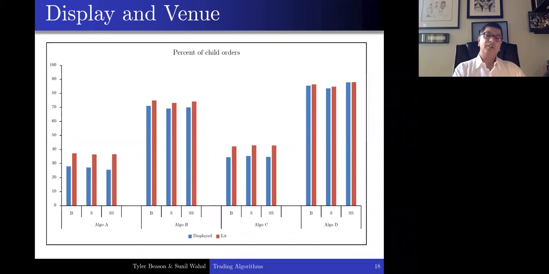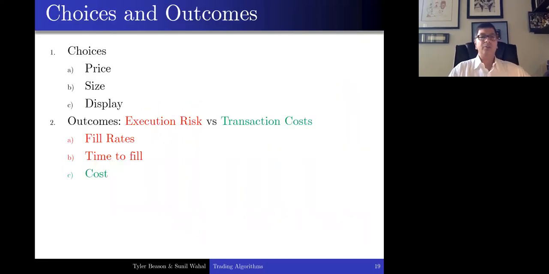And what you'll notice again is that the use of display or lit venues vary significantly across algos. It's very similar across buy sales and short sales. That I don't find terribly surprising, but the variation across algos is quite systematic. Again, all of this is going to speak to price, time, and quantity trade-offs, which I'll get to in a few minutes. This is just sort of motivational, if you wish.